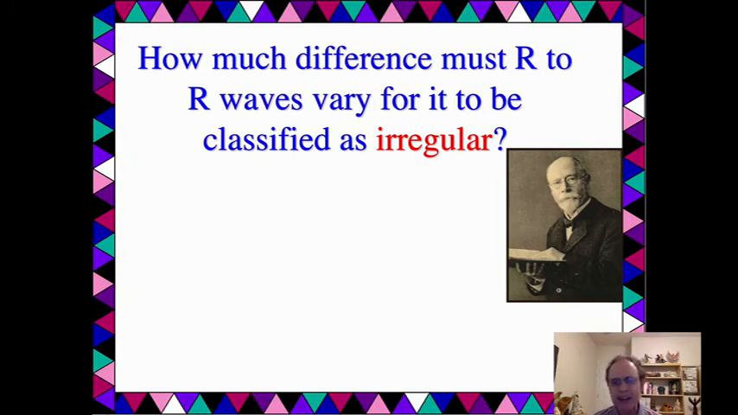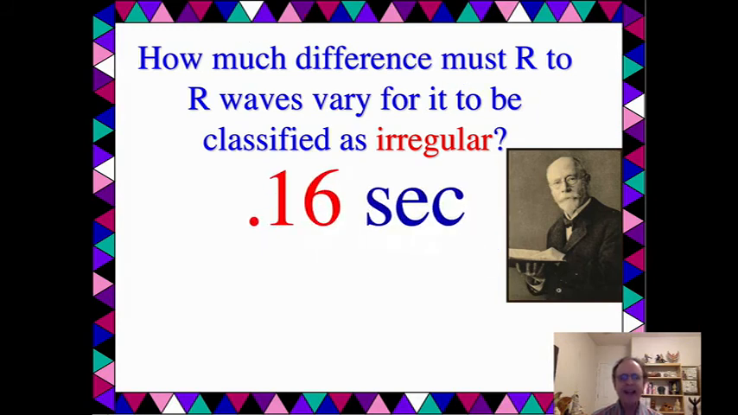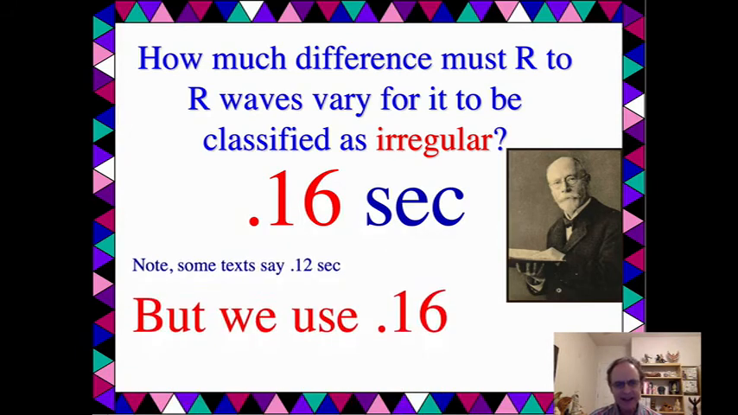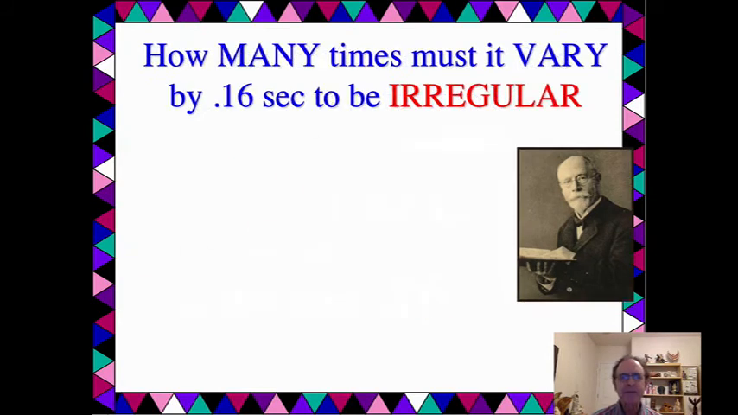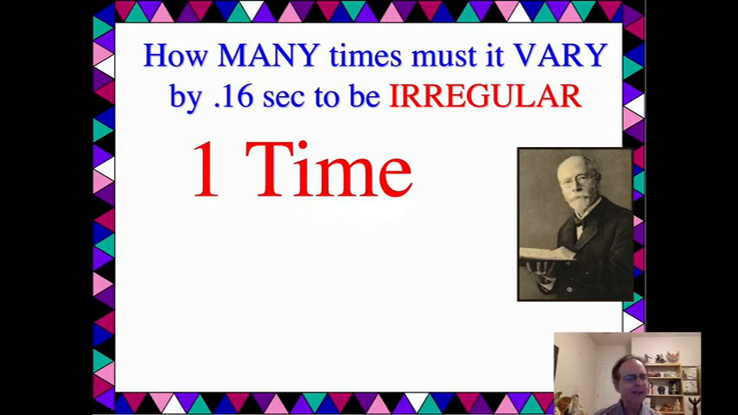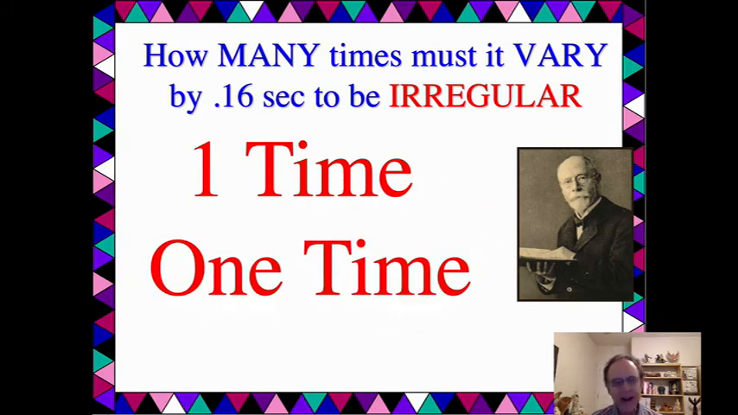All right, now everyone's thinking, how much difference must R to R waves vary for it to be classified as irregular? Class, 0.16 seconds. Yeah, 4 small boxes. Not 2, not 3, 4 small boxes. Now, some textbooks say 0.12, but we use the 0.16. That's much better for irregular. How many times must it vary by 0.16 seconds to be irregular? 1 time. Class, it only has to vary 1 time, and we call it an irregular rhythm. Just once when you're doing that measurement.